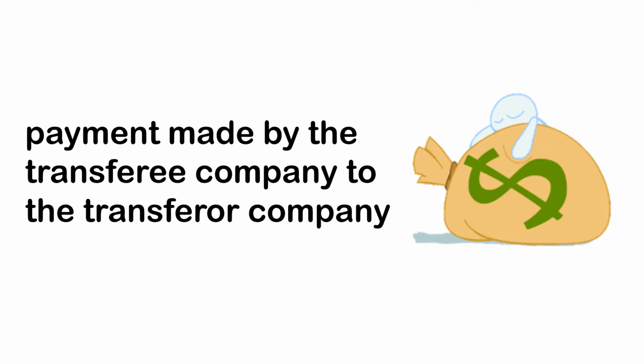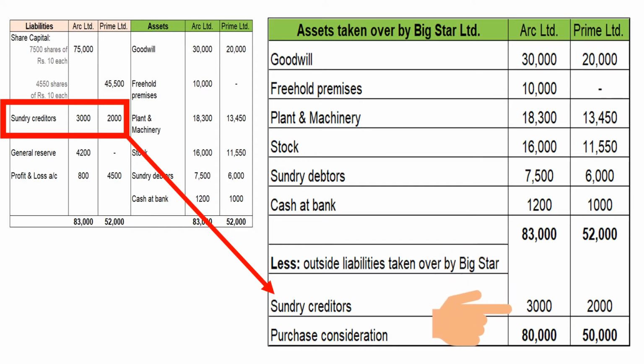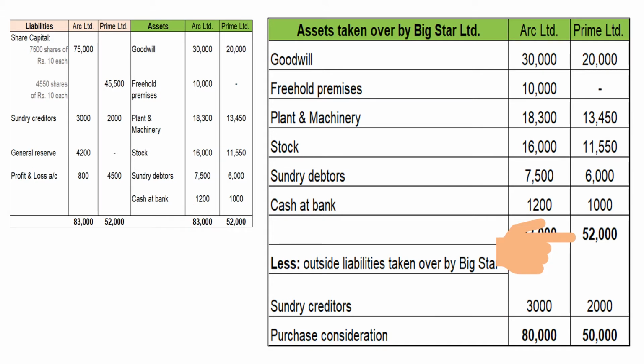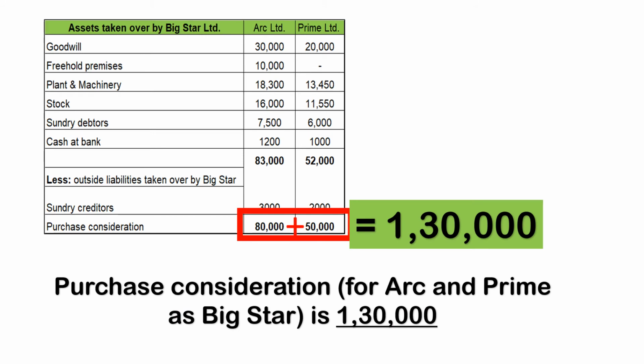Let's draw a table and ascertain purchase consideration by deducting sundry creditors from the assets of ARC and Prime Limited respectively. For ARC Limited, the assets total 83,000 minus sundry creditors of 3,000, we get 80,000. For Prime Limited, the assets total 52,000 minus sundry creditors of 2,000 and we get 50,000. We add 80,000 and 50,000 to get 1,30,000, which is the purchase consideration for Big Star Limited. Let's make the journal entry.